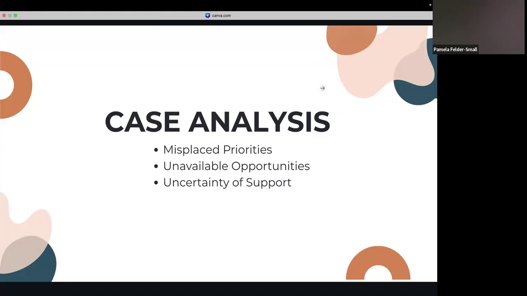Case analysis, one of my favorite ways to look at issues within any organization, is to really delve deep into the context to understand its influence on behavior. And there were 3 highlights within the case in this article: misplaced priorities, unavailable opportunities, and the uncertainty of support. Those 3 issues were very important.